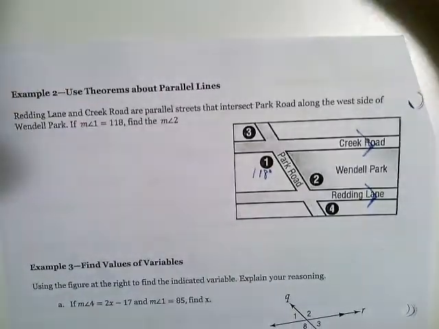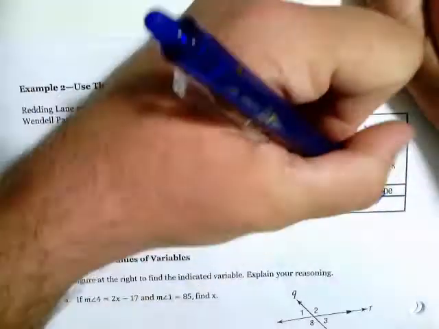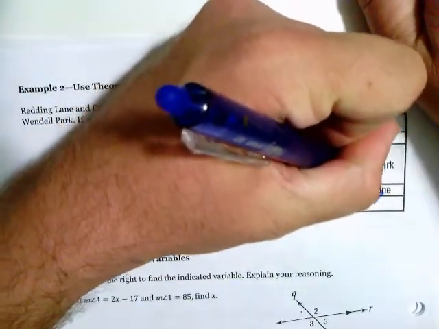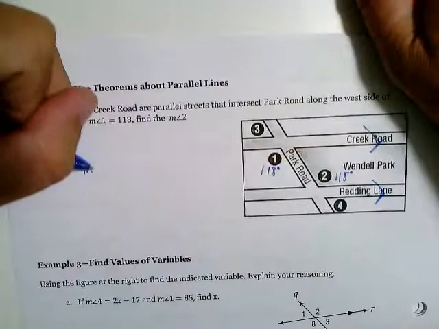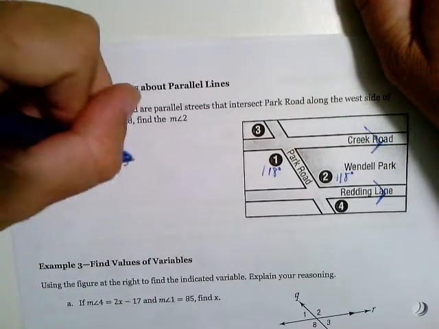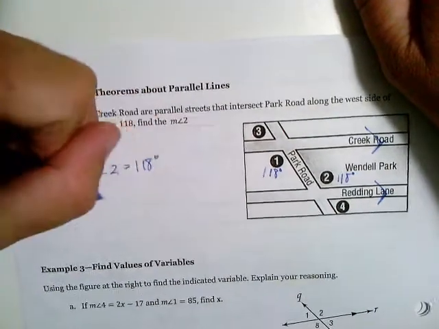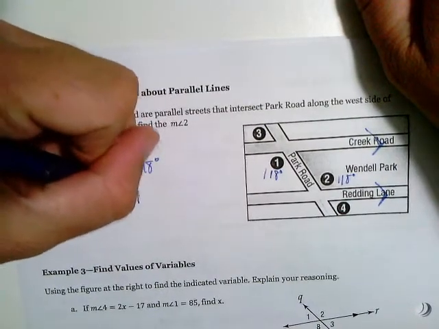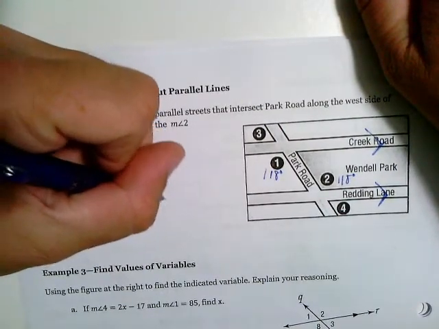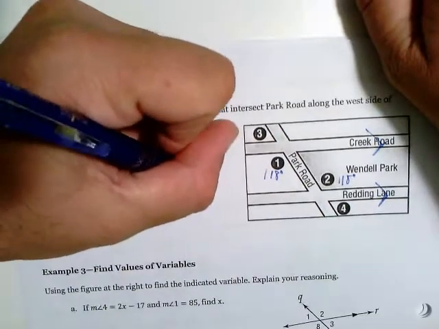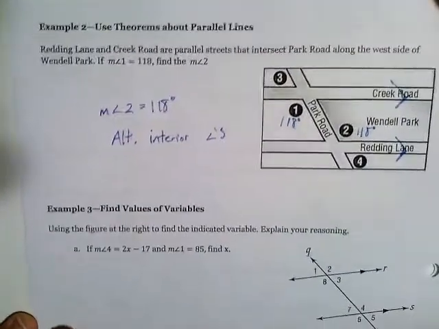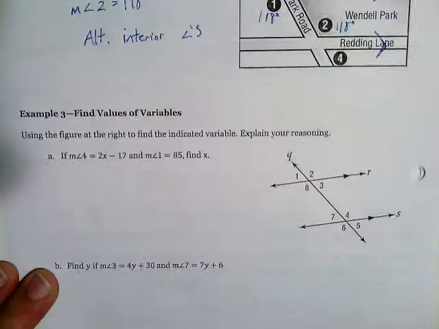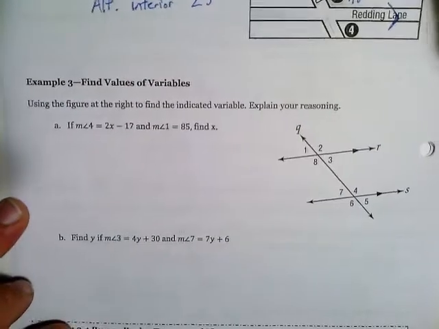So alternate interior angles are congruent, so we know angle 2 would also be 118 degrees. So the measure of angle 2 is 118 degrees, and we got that from alternate interior angles. Go real shorthand with that one.